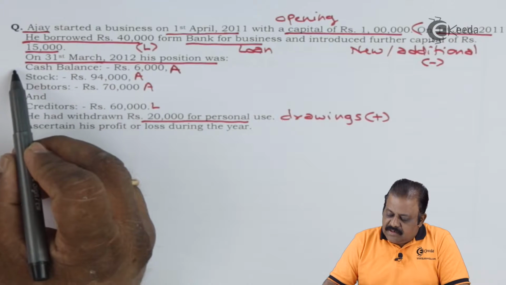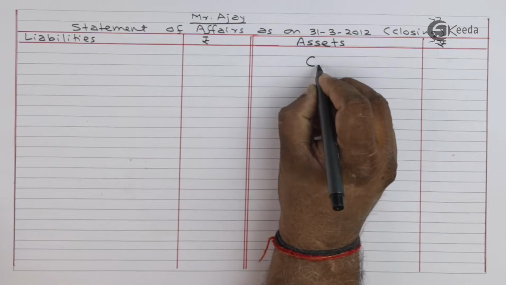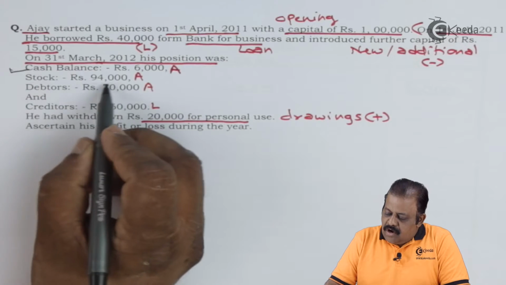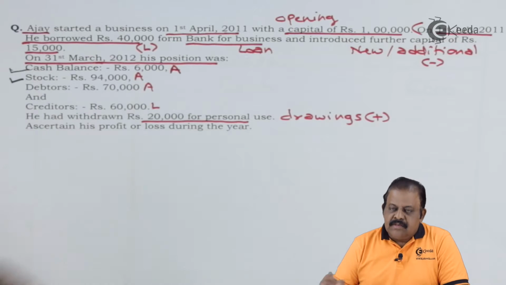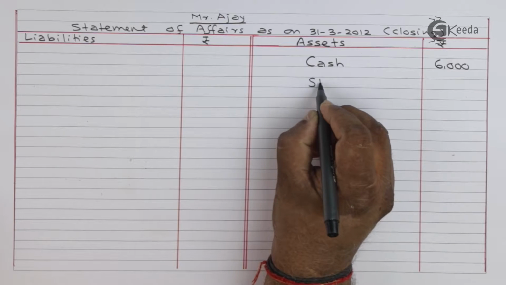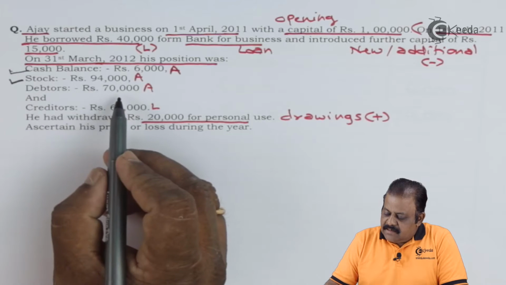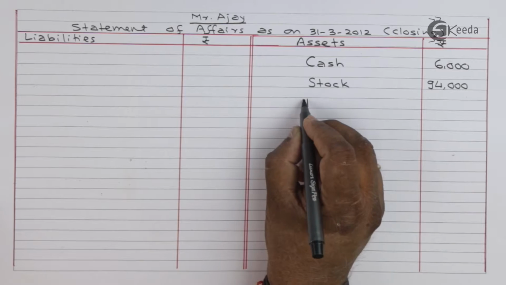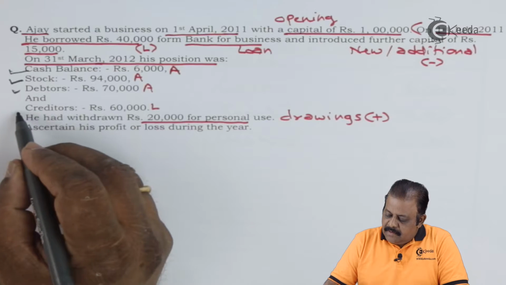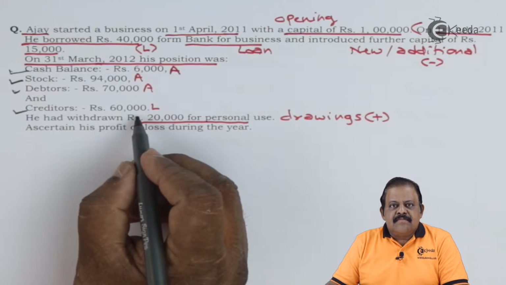Cash balance 6,000. This will be recorded on the asset side. Stock 94,000. This will be recorded on the asset side. Debtors 70,000. Creditors 60,000. This will be recorded on the liability side.